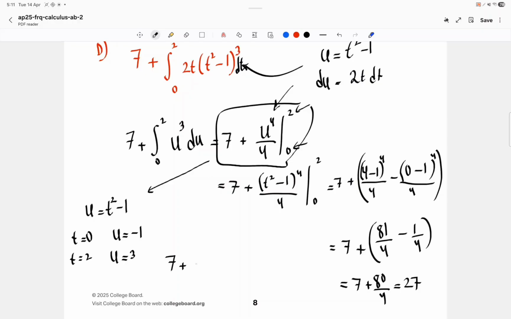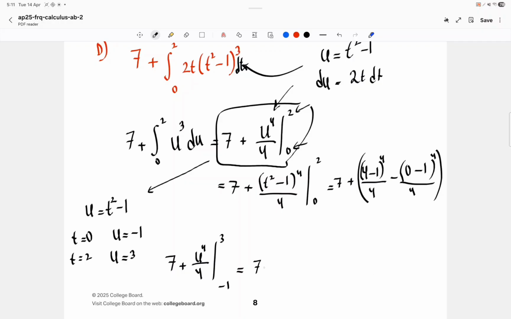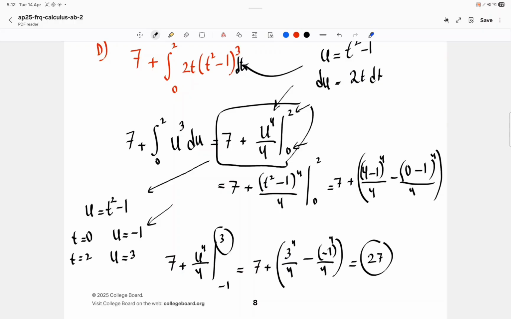So you're going to come here and say 7 plus u to the 4 over 4 from negative 1 to 3. And in this case, you don't have to go back to t anymore. You can just replace right away in u. So 7 plus 3 to the power of 4 over 4 minus negative 1 to the power of 4 over 4. And you get the same answer, which is 27 in the end. You must learn this method in case of the MCQs where they intentionally change those things. You must learn how they change.